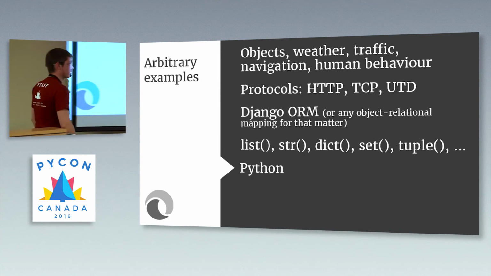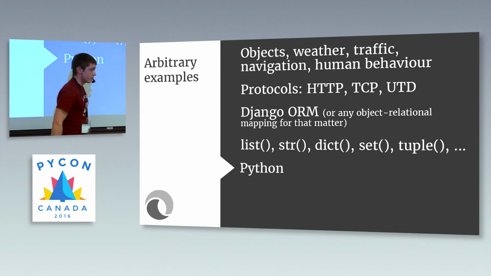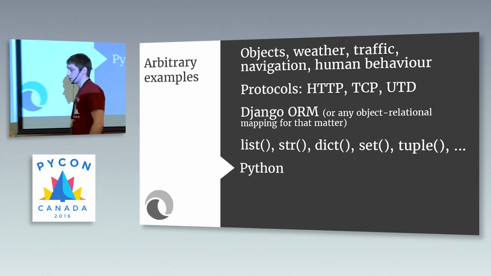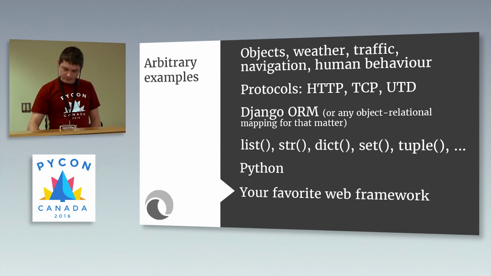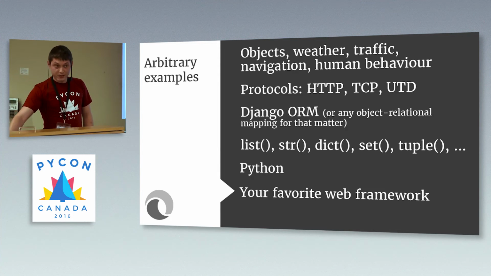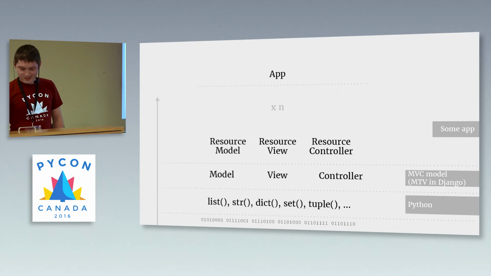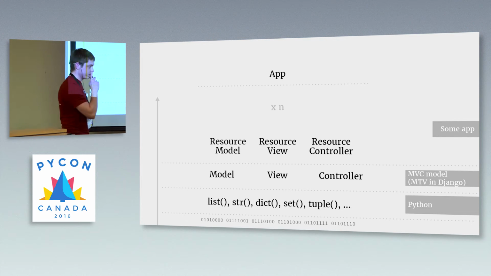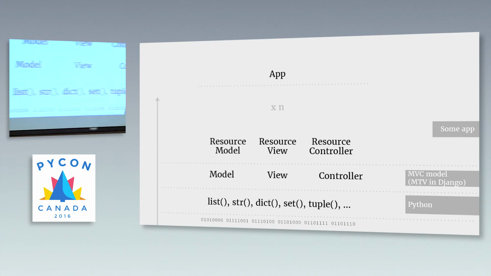Python itself is an abstraction, because if you're talking about abstractions, then basically Python is an abstraction, and any language for that matter. And your favorite framework is also an abstraction. So there you have it. Everything is an abstraction.